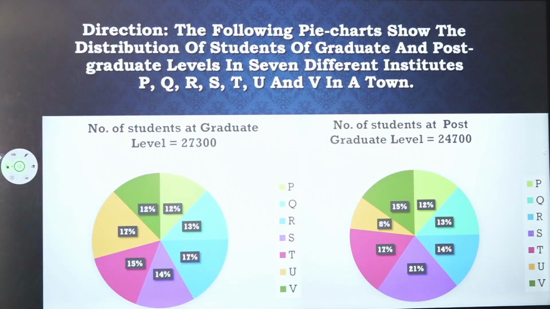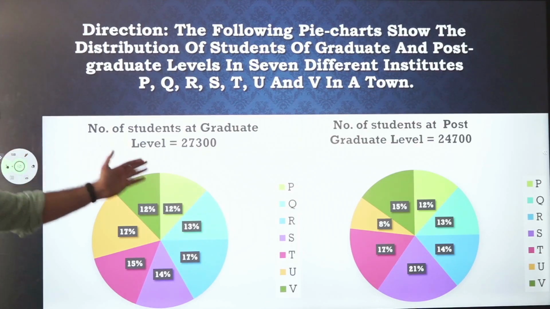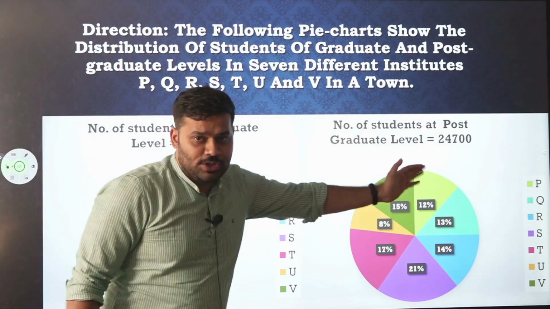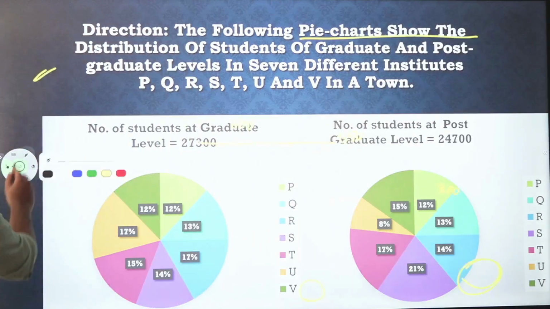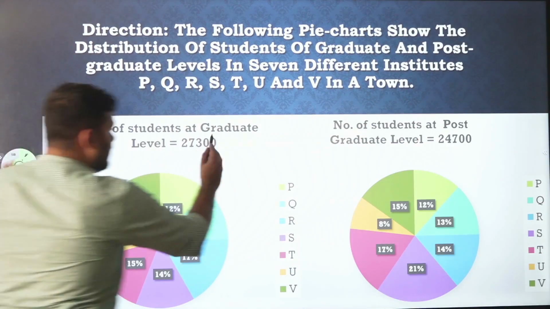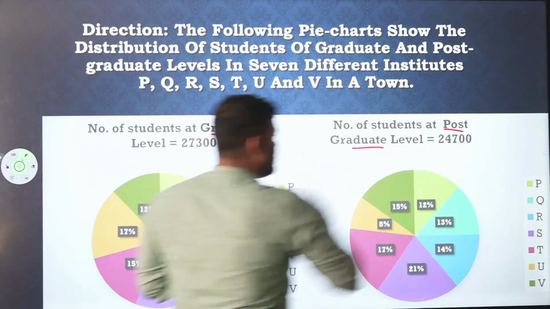The following pie chart shows the distribution of students of graduate and postgraduate level in 7 different institutes: P, Q, R, S, T, U, and V in a town. So here they've given the number of graduates here and the number of postgraduates. Both are two different things. Please do note it here. Here they have given graduates. Here they have given postgraduates.